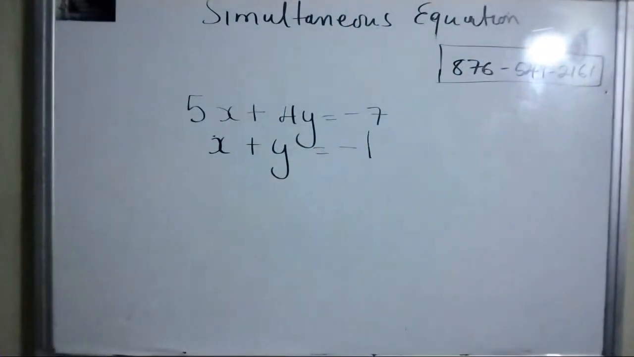Try that one now, guys. 5x plus 4y equals negative 7, and 5x plus y equals negative 1.